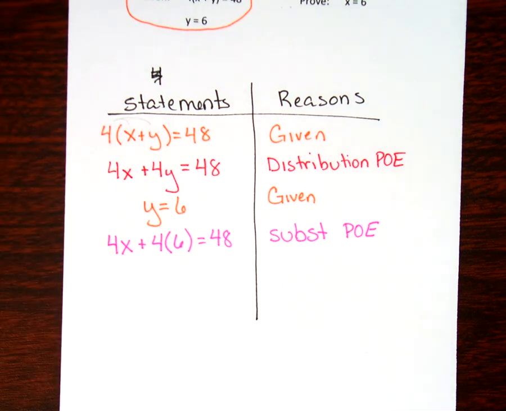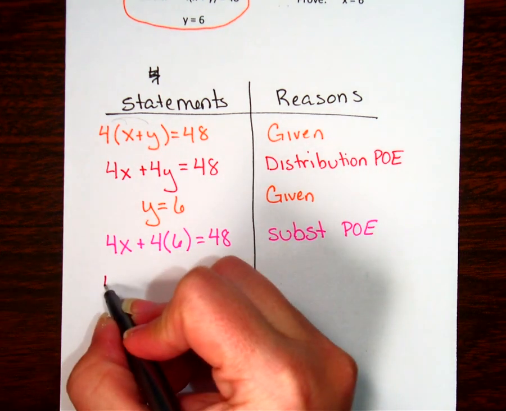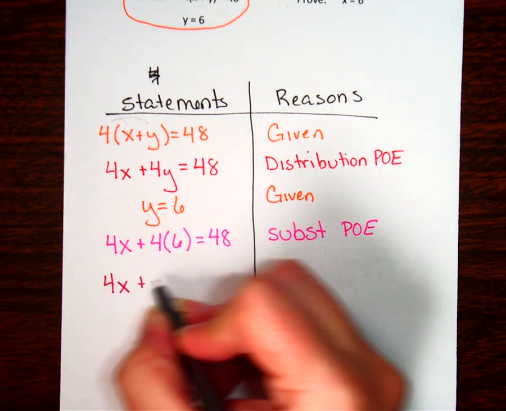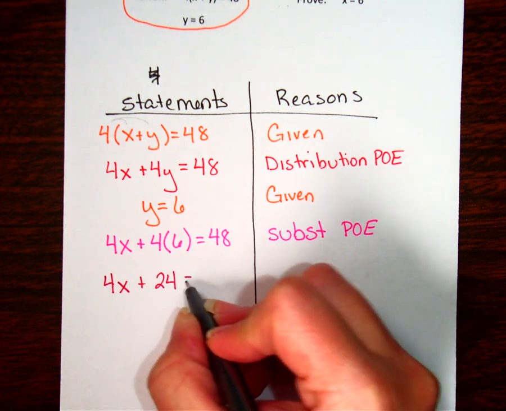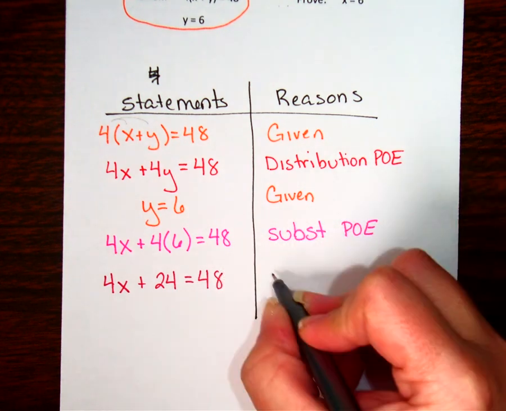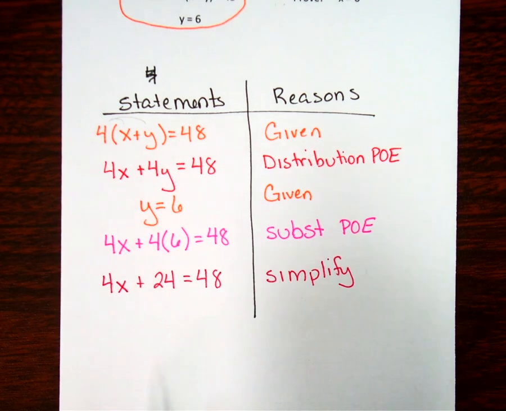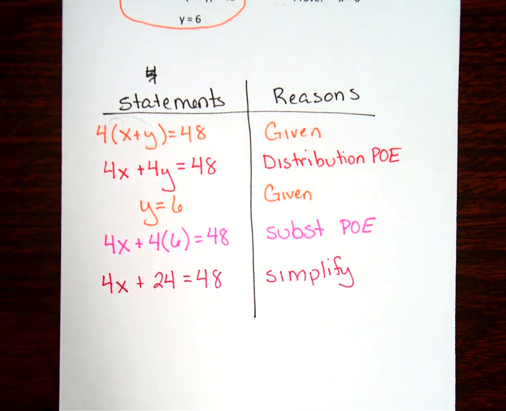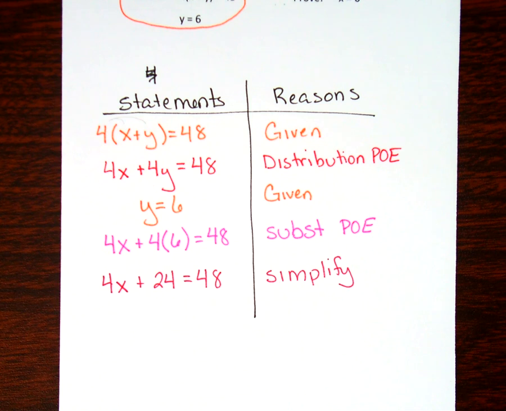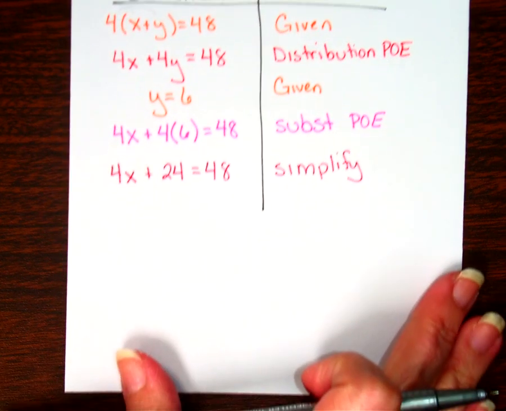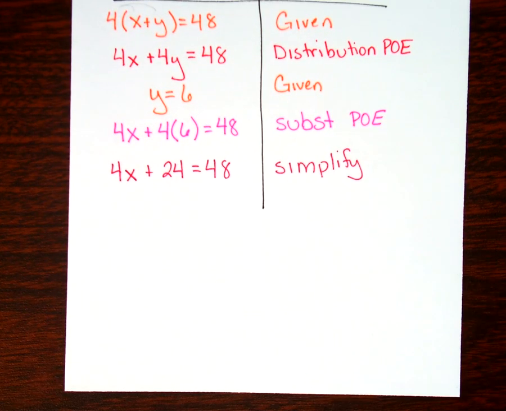Okay? All right, the next thing I need to do is just multiply. I'm going to simplify my 4 times my 6. So I'm going to do 4x plus 24 equals 48, and that is just simplification, so simplify. Okay, and that would also work if you had a fraction that could divide or reduce. You could use simplify. All right, now I'm almost there. I got 2 more steps and then we'll be all done.